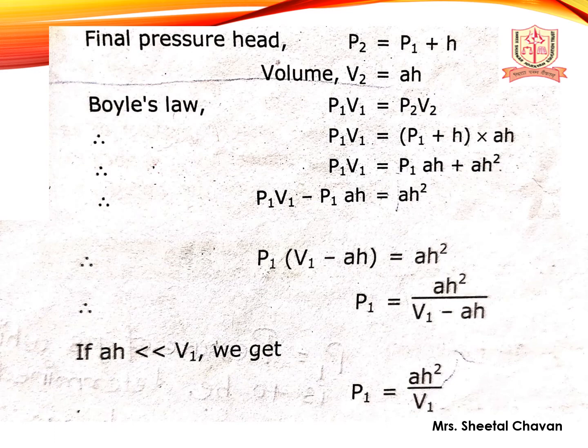By using Boyle's law equation, P1 V1 is equal to P2 V2. So P1 V1 is equal to P2, which is nothing but P1 plus H, multiplied by A into H. So P1 V1 is equal to P1 into AH plus AH square. So P1 V1 minus P1 into AH is equal to AH square. By rearranging the terms, finally we get P1 is equal to AH square upon V1 minus A into H. Here AH is less than V1, so we get P1 is equal to AH square upon V1.